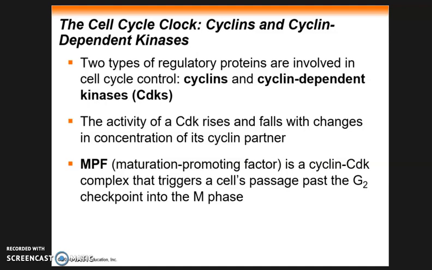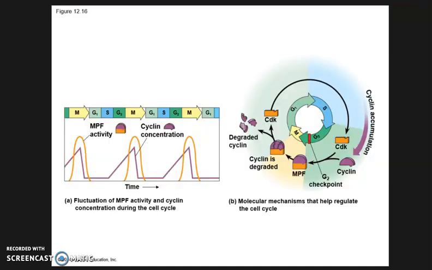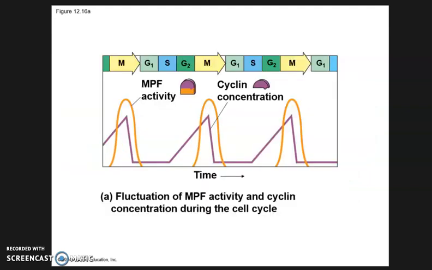Peaks in the activity of one cyclin-CDK complex, MPF, correspond to peaks in cyclin concentration. Cyclin levels rise sharply during S and G2 phases, then fall abruptly during mitosis. Here we can see the fluctuation of the MPF activity and the cyclin. These are molecular mechanisms that help regulate the cell cycle. That MPF, or maturation promoting factor, or M-phase promoting factor, triggers the cell's passage past the G2 checkpoint into the M phase.